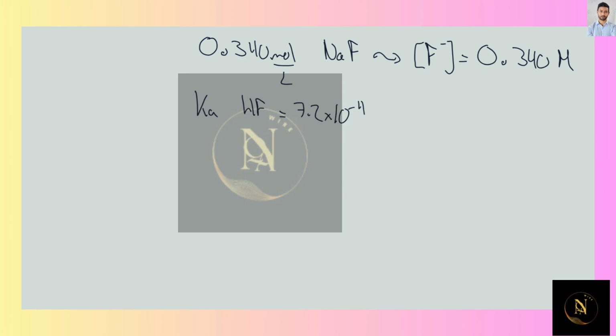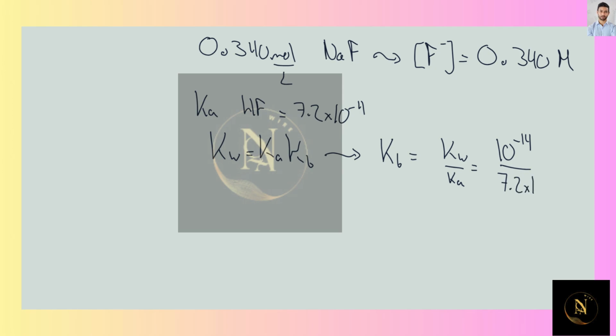First of all, remember that Kw is equal to Ka times Kb for any acid and base that we're going to have in aqueous medium. So the value for the basicity constant is going to be equal to Kw divided by Ka. Remember that Kw is equal to 10 to the minus 14 divided by Ka, 7.2 times 10 to the minus 4. The value for Kb in this case would be 1.389 times 10 to the minus 11.